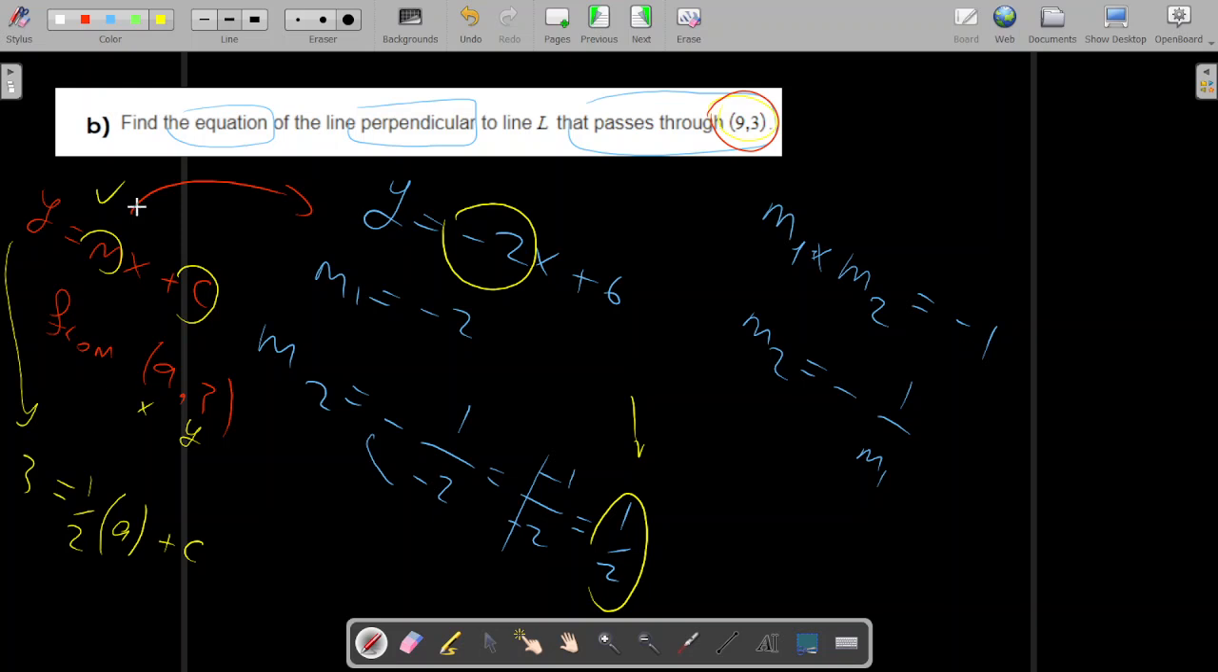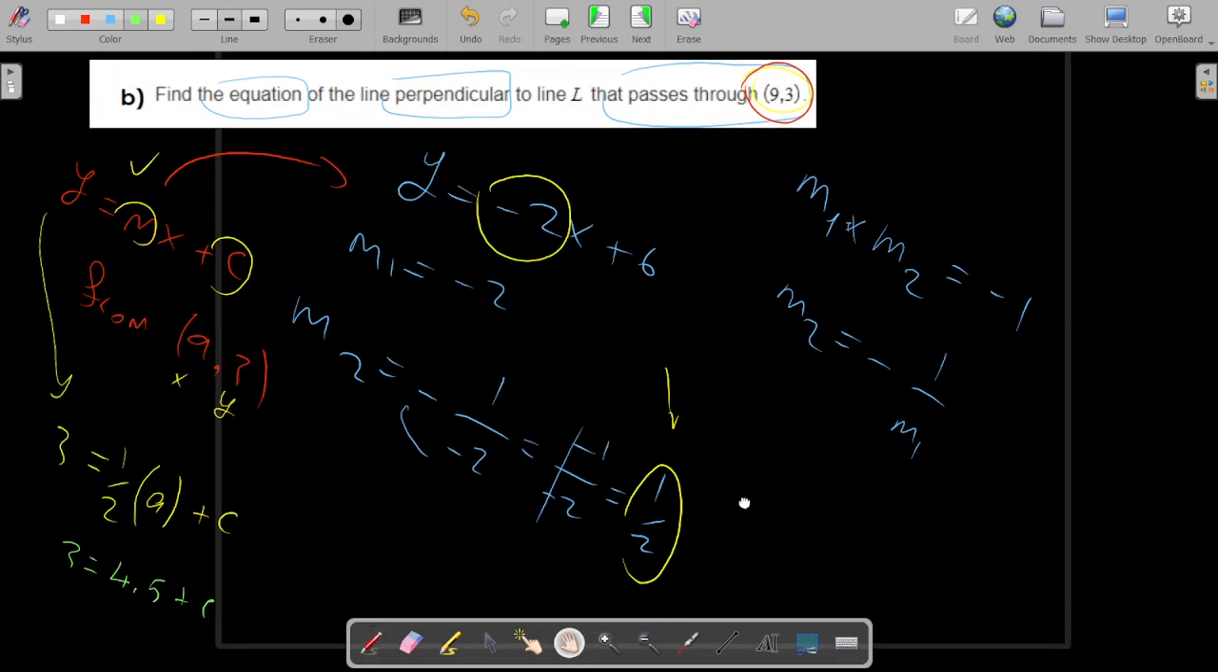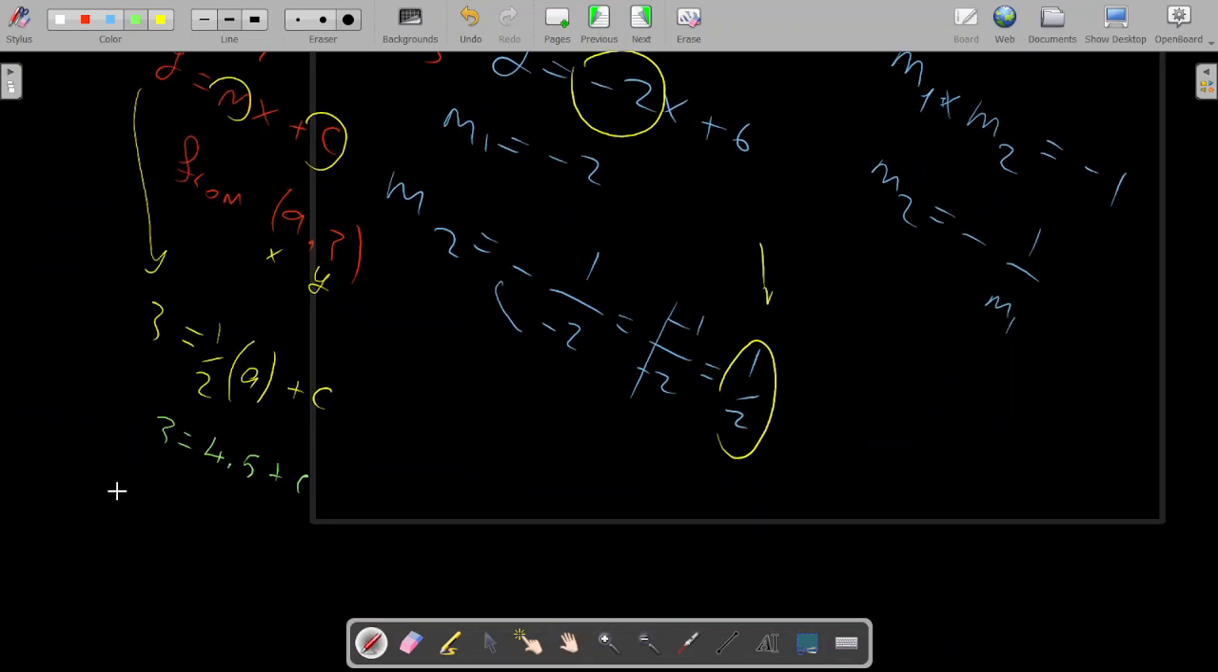You will say that you will try to change everything. So you will say 3 equal to 4.5 because we divided 9 by 2, plus c. So from that, you will say that c is actually equal to 3 minus 4.5, which is equal to minus 1.5. So we discovered also the c.